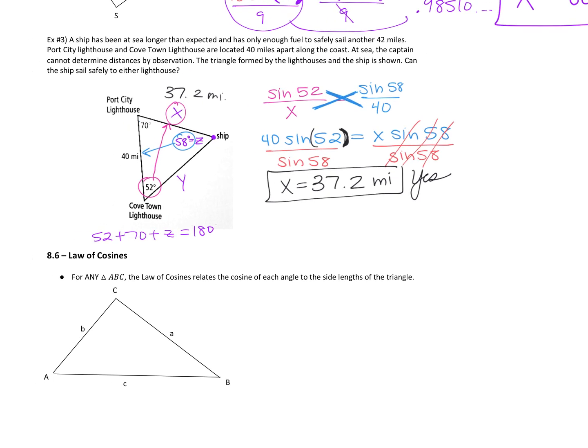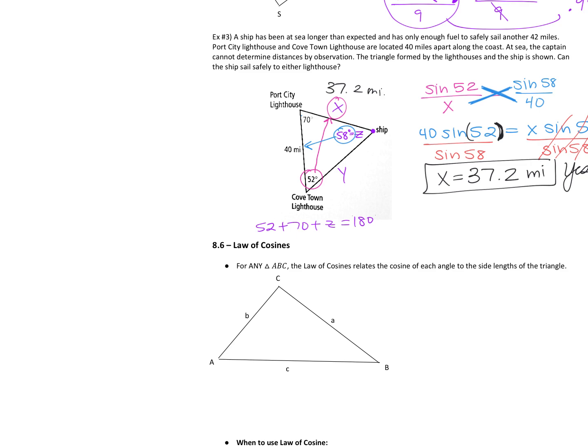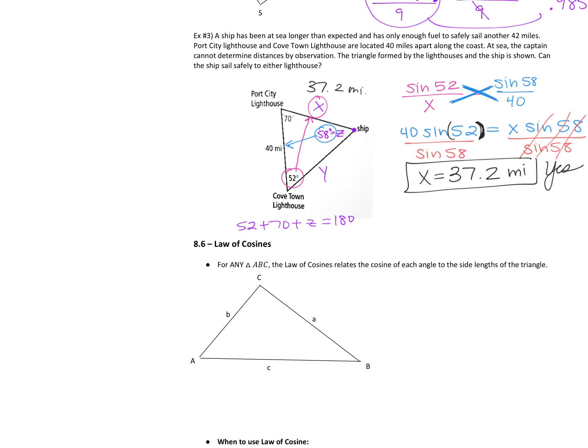How will you set it up for Cove Town? I'm going to go over on the left for this so we don't get it all mixed up. Yep, sine 70 over y equals the same one as before, sine 58 over 40. Okay, so now we cross multiply that. This is 40 sine 70. Remember, sine 70 is a number, so treat it like a number. Keep it together, sine 70, okay? Put the 40 out in front of that. Equals y sine 58, okay?